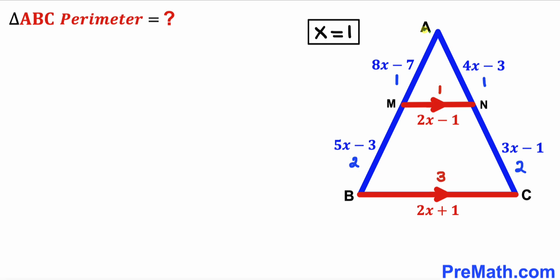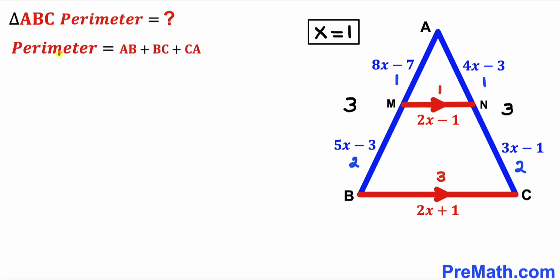Now let's make an observation. We can see that this whole side length AB is going to be 1 plus 2, which gives us 3 units. Likewise, for the other side length AC, we add 1 plus 2, and that gives us 3 units as well.